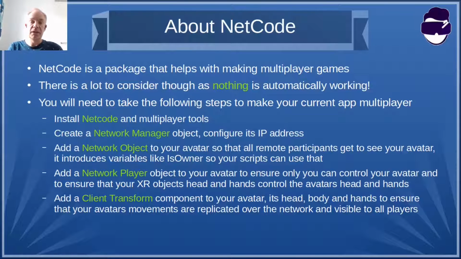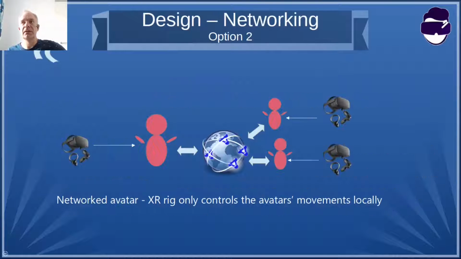You need to create a network manager object. There's one network manager object in your whole application, and that configures the TCP/IP address and the network transport, either UNet or the Unity network transport. Those are two options. Then you need to add a network object to your avatar, because if you don't have a network object, then the remote participants will not get to see your avatar. And if you remember, in the design phase, we chose option 2, which means that we're making the avatar network, and the avatar is only locally going to be influenced by your XR rig.